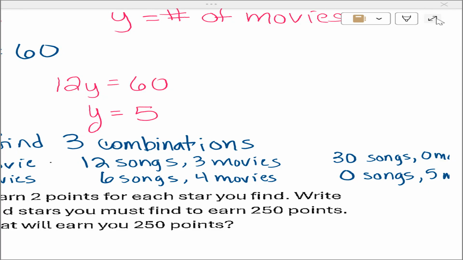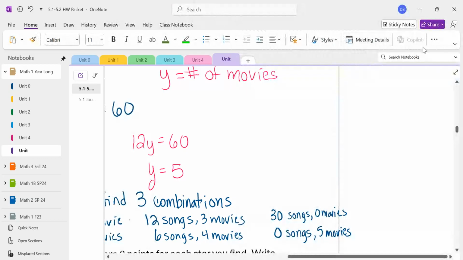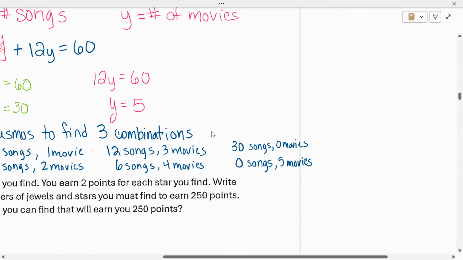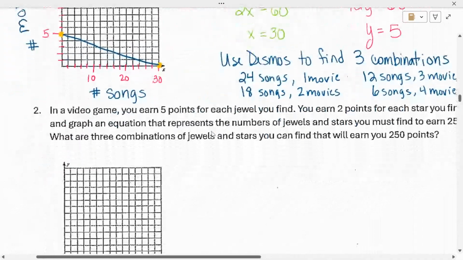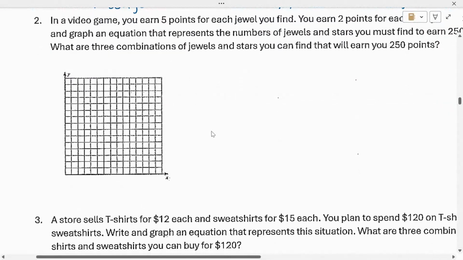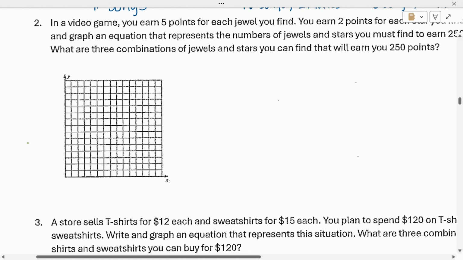Okay, I'm going to make this nice and big again, and we're going to set up number 2. We're just going to set it up. Okay. So in a video game, you earn 5 points for each jewel that you find, and you earn 2 points for each star that you find. Write and graph an equation that represents the number of jewels and number of stars. So those are our variables, number of jewels, number of stars.